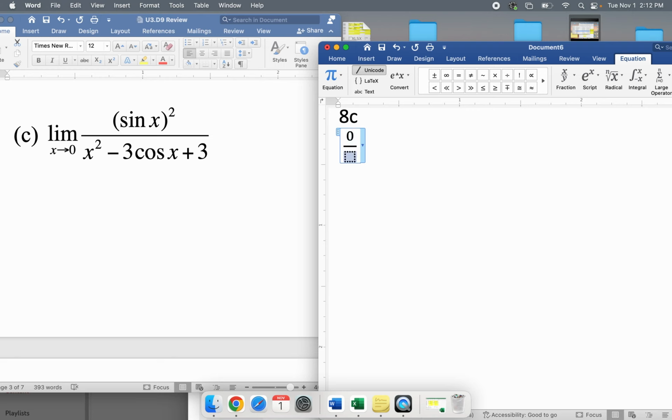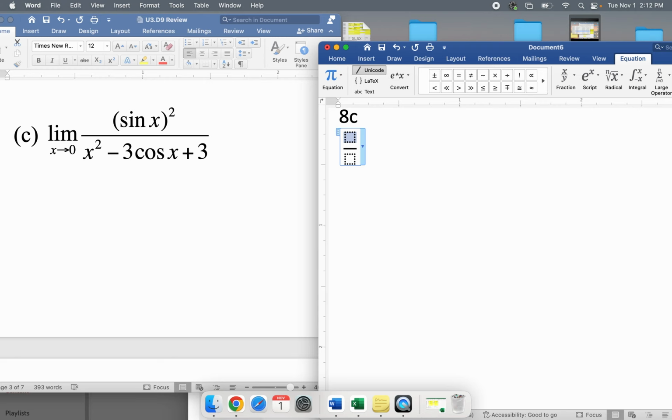The denominator, plugging in 0, you're going to get 0 minus 3 times, okay, cosine 0 is 1. So that's minus 3 plus 3. Yeah, so you do get 0 over 0, which means we can use L'Hopital's rule. So I'm going to take the derivative of the top and the bottom. The top is a chain rule problem.